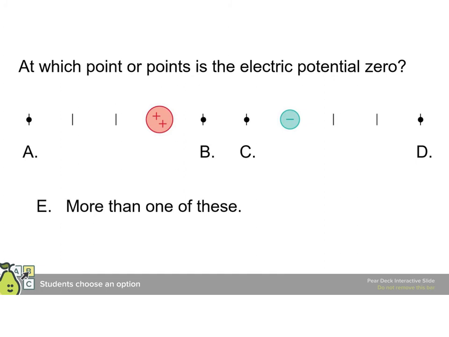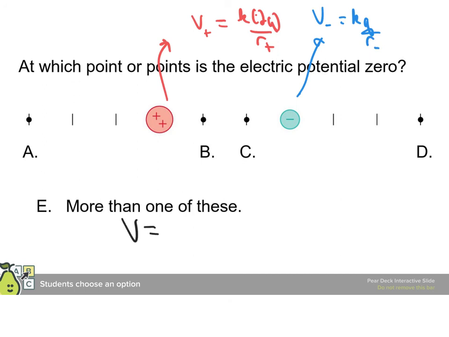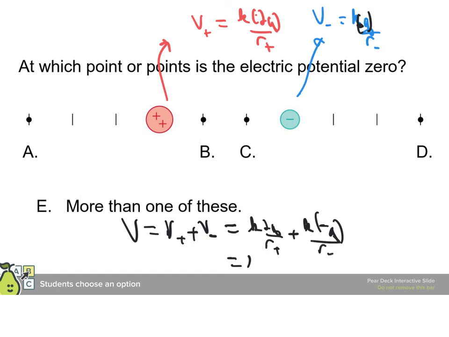All right. At what point or points is the electric potential 0? So now we have to be a little more careful because we don't have dipoles. The potential of this one is K times 2Q over R plus. The potential of this one is K times minus Q over R minus. And the total potential is just their sum. Again, just algebraic. So I have K times 2Q over the distance to the positive plus K times minus Q over R minus, which I can factor out as KQ times 2 over R plus minus 1 over R minus.